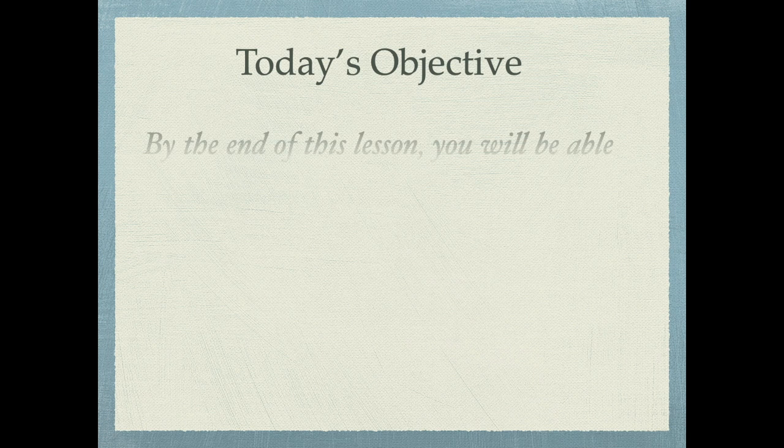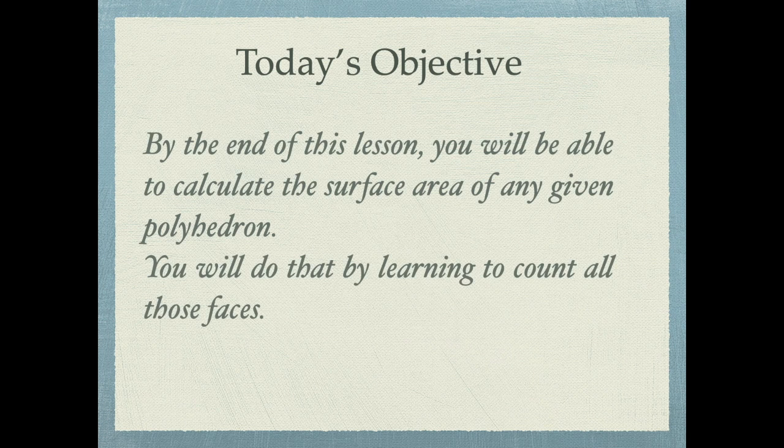Today's objective is to be able to figure out the surface area of any shape. By the end of this lesson, you will be able to calculate the surface area of any given polyhedron. You're going to do that by learning how to count all the faces. You already know how to do the area of a rectangle or the area of a triangle. Now I want you to do all the areas and add them all up.